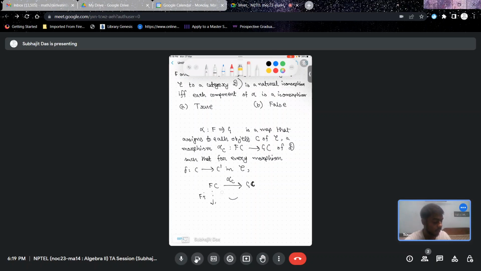So this is the definition of a natural transformation. A natural transformation is just a map that assigns to every object of the first category a unique morphism of the second category.